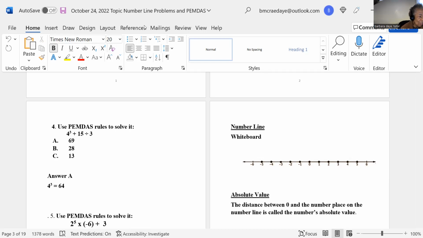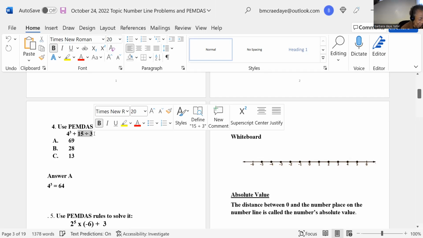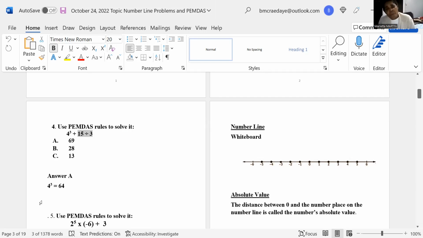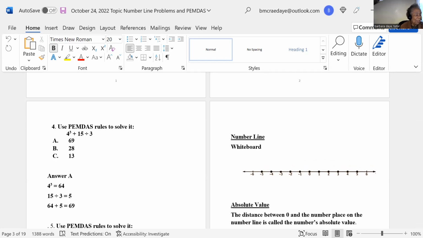And then you did the division next, right? Yeah. That's the order you did this. Let's just put that there. And there's the division. 15 divided by 3 is equal to what? 5. That's right. Then you just plug them in. You have 64 plus 5, and that's equal to 69. 64 add 5, and you get 69. And that's the answer. Very good. Very, very good.